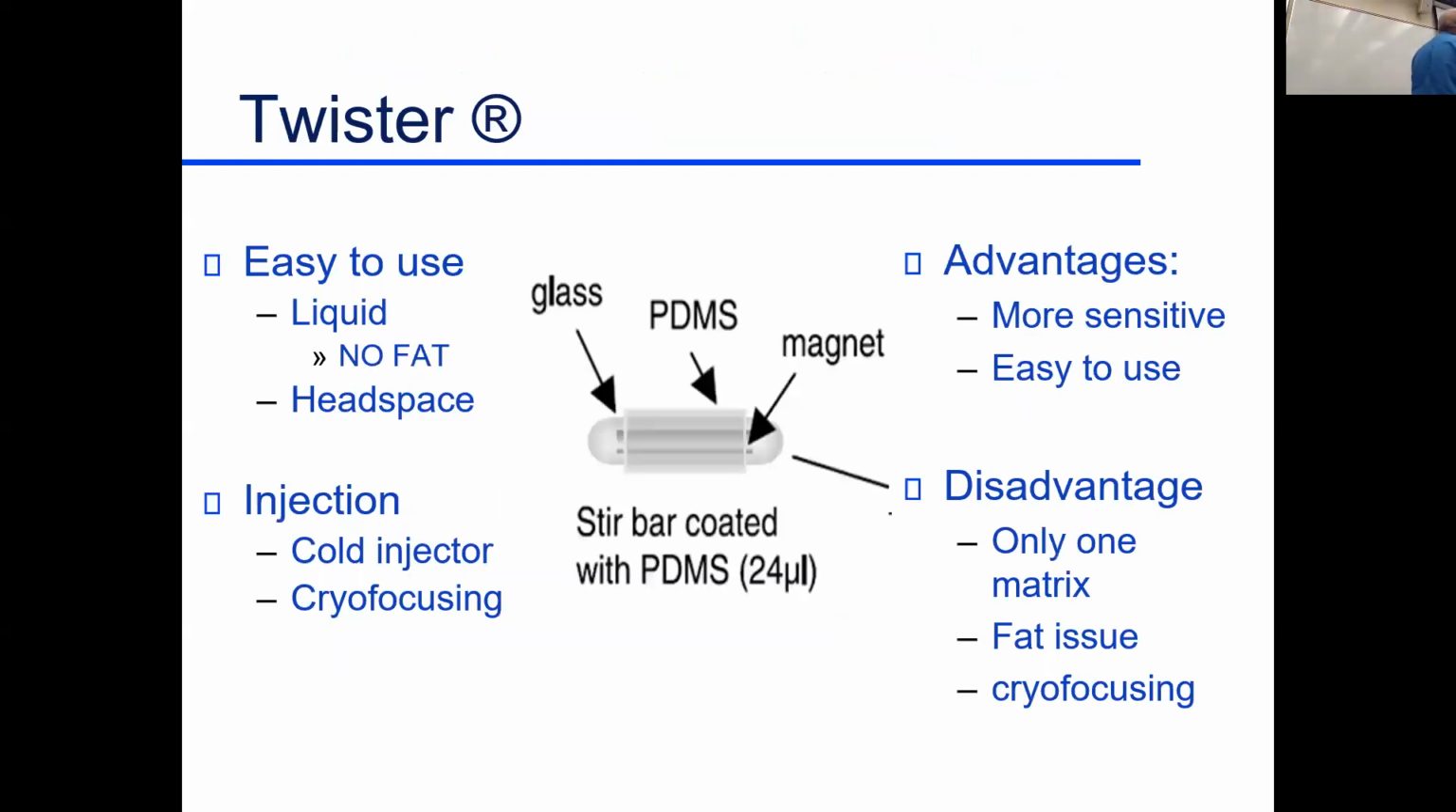What's an alternative to this? Another methodology suffers a little bit from the same problems, but not so much, and so it is fairly easy to use. This is a glass, like a stir bar. It's kind of a small stir bar, and there's a magnet inside of it. Polydimethylsiloxane is basically the coating that's put on here. So it's got a coating on the stir bar.